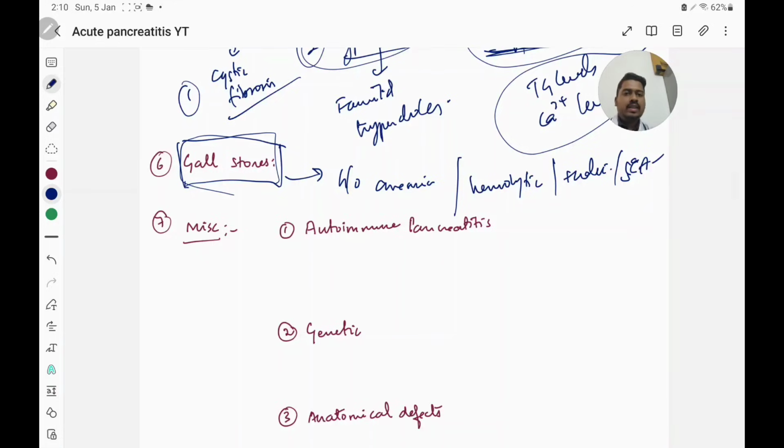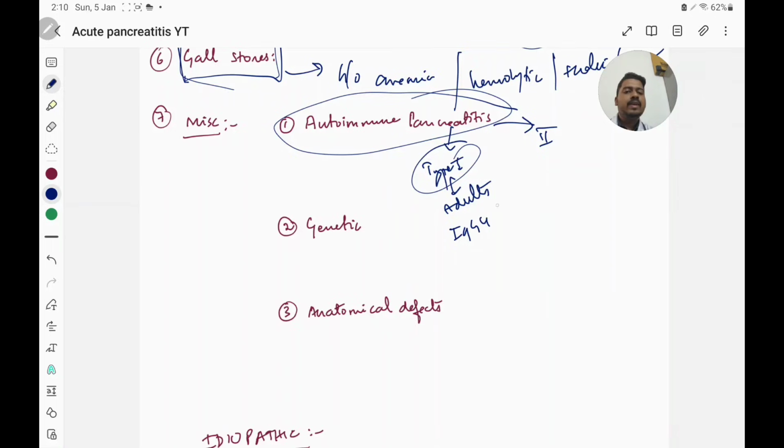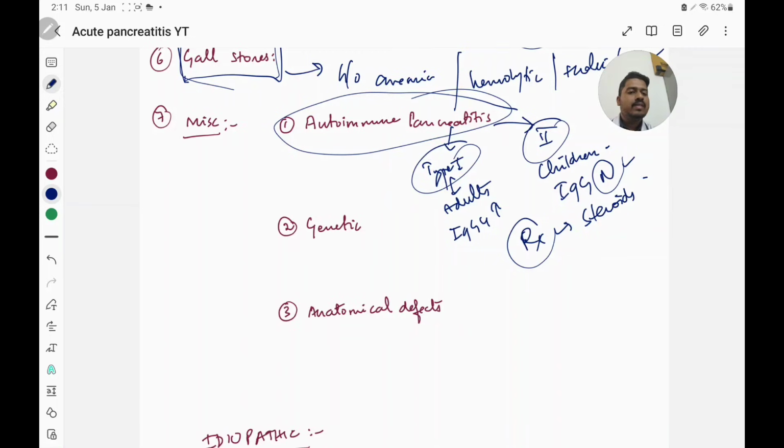Next, what are the other miscellaneous causes? Very important, autoimmune pancreatitis, but it is very, very rare. There are 2 types of autoimmune pancreatitis, type 1 and type 2. Type 1 is most commonly seen in adults, and in this case IgG4 is elevated. Type 2 is most commonly seen in children. It is very difficult to recognize, diagnose and manage. Here IgG4 is normal, that's why it is very difficult to diagnose. The treatment is steroids, and they respond well. That's why it is necessary to identify this.